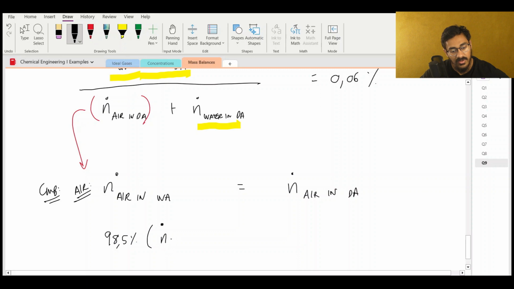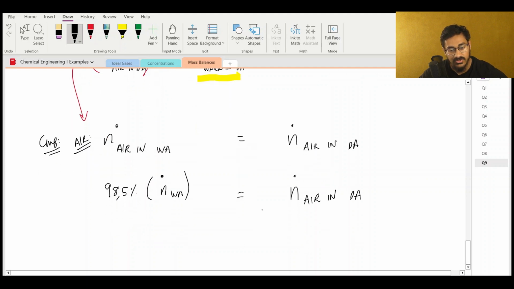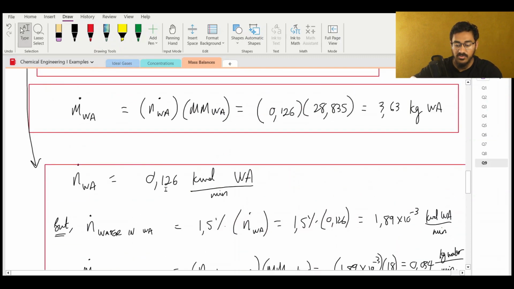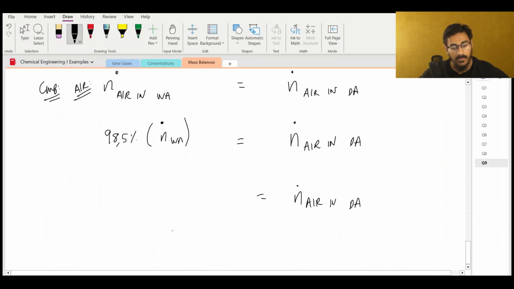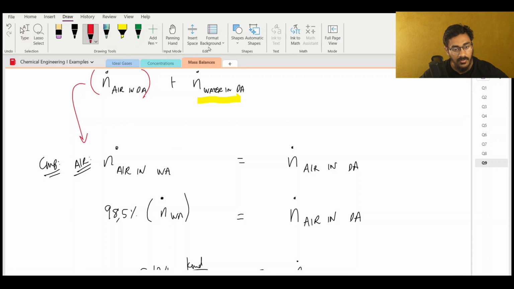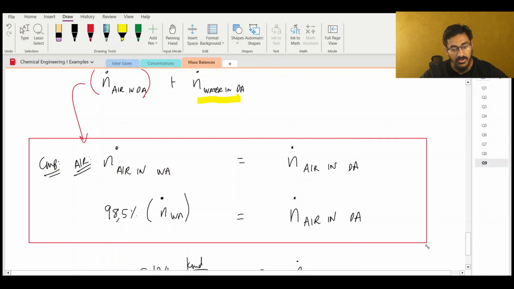Let's write that a bit neater. 98.5% of all the moles in the wet air stream must equal the number of moles of air in the dry air stream. So, number of moles of air in the dry air stream is equal to 98.5% of 0.126. 98.5% of 0.126 is 0.124 kilomoles per minute. Okay, so I'm going to put this in a box just to keep my thoughts organized.